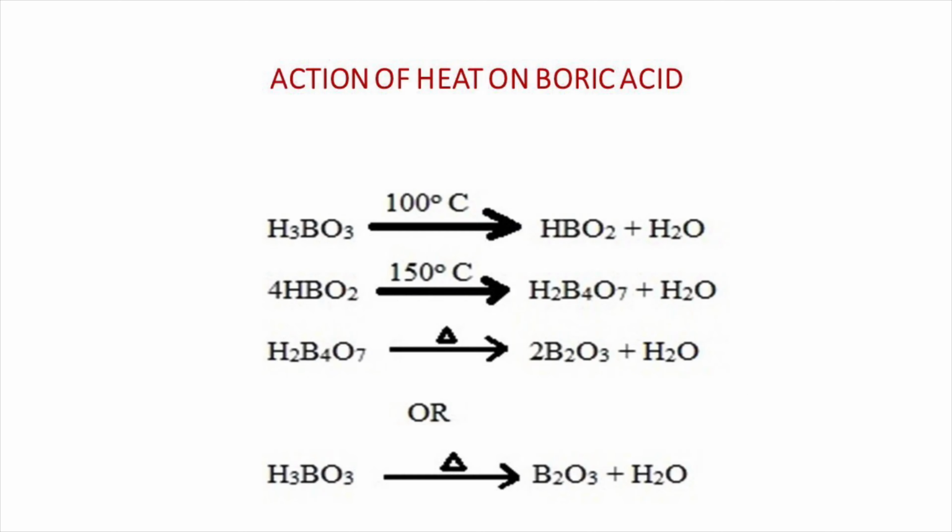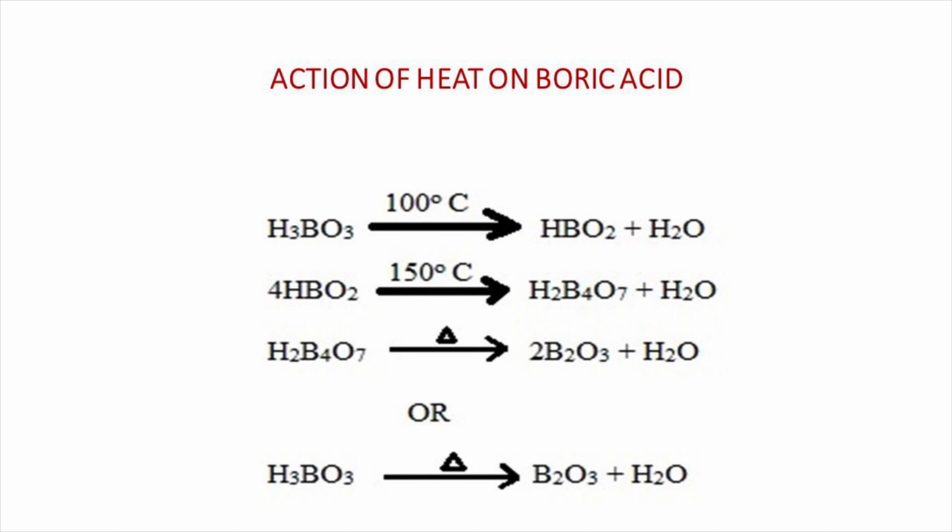Next is the action of heat on boric acid. On heating above 100 degrees Celsius, orthoboric acid forms metaboric acid, which on further heating to 140 degrees Celsius yields tetraboric acid. At a higher temperature or red heat, it gives a glassy mass of boric oxide, also called boron trioxide or boric anhydride.